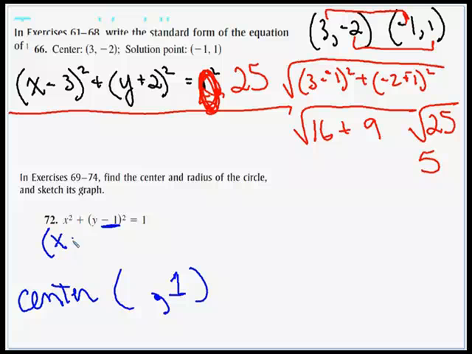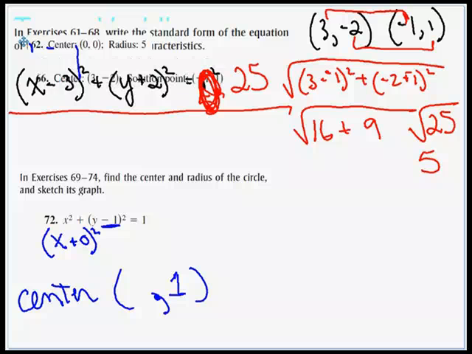Could we rewrite that as x plus 0, quantity squared? Yeah, that's the reverse of what we did in that very first problem, number 62. So our x coordinate of the center is 0. 0, 1 is the center, and remember this number here is radius squared. So if we square root that, the square root of 1 is 1. So the radius is 1.